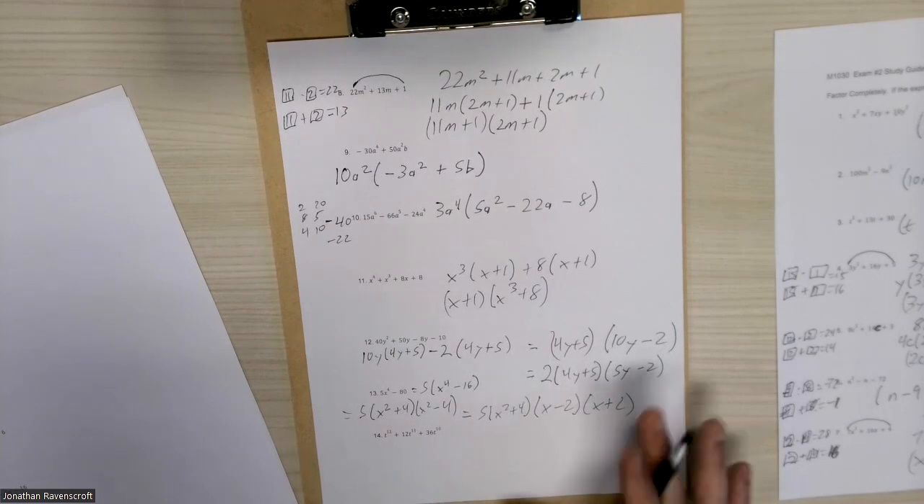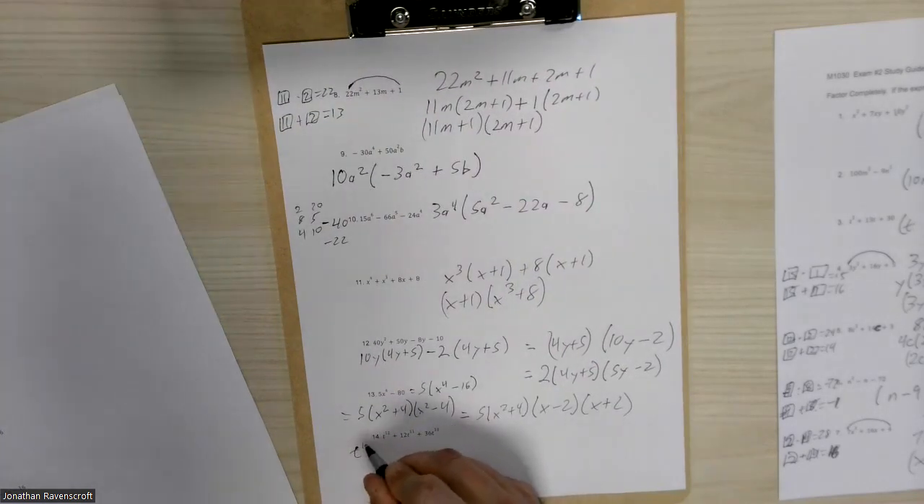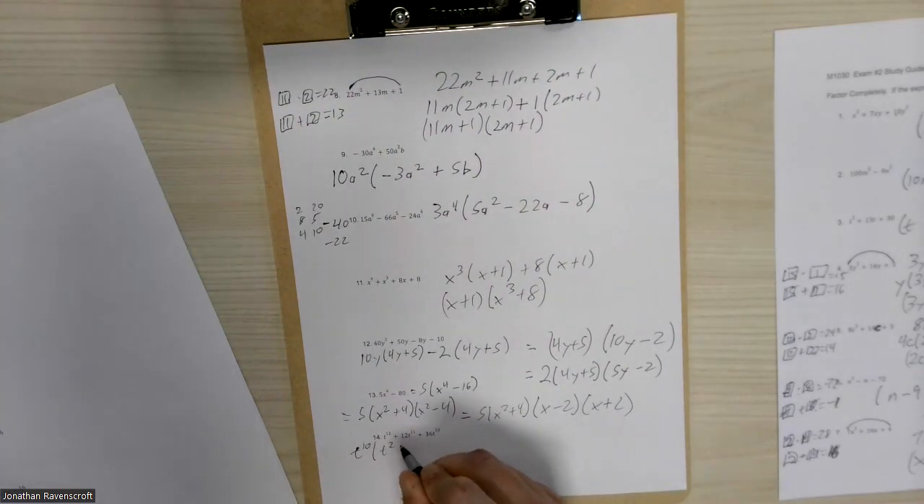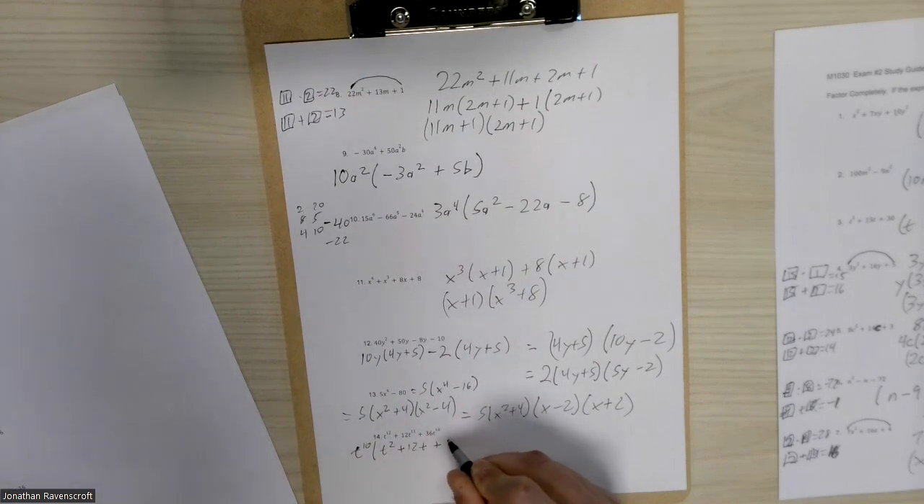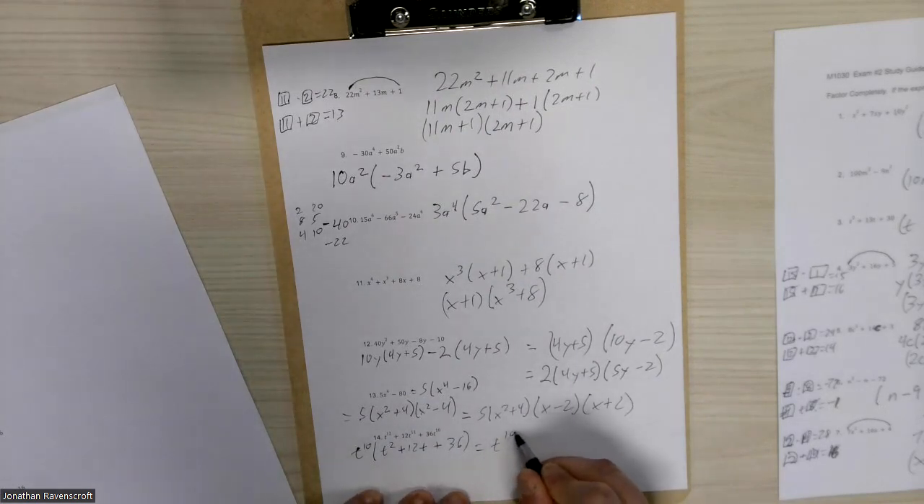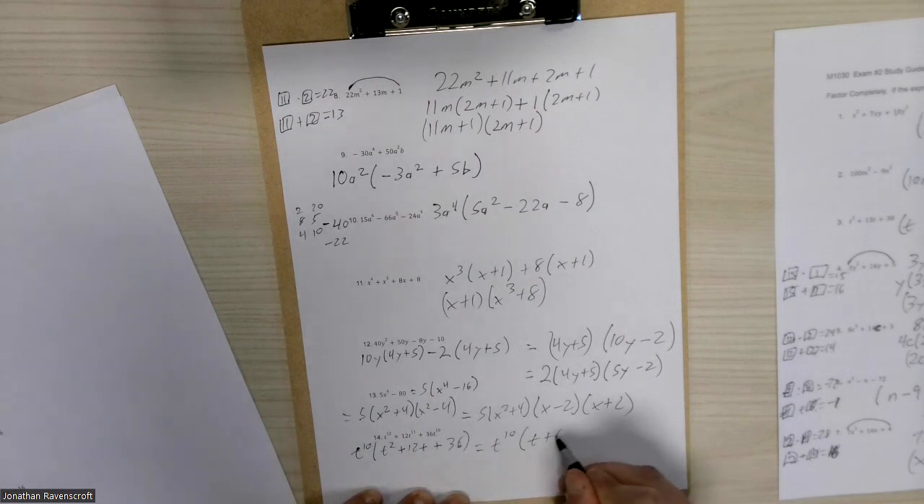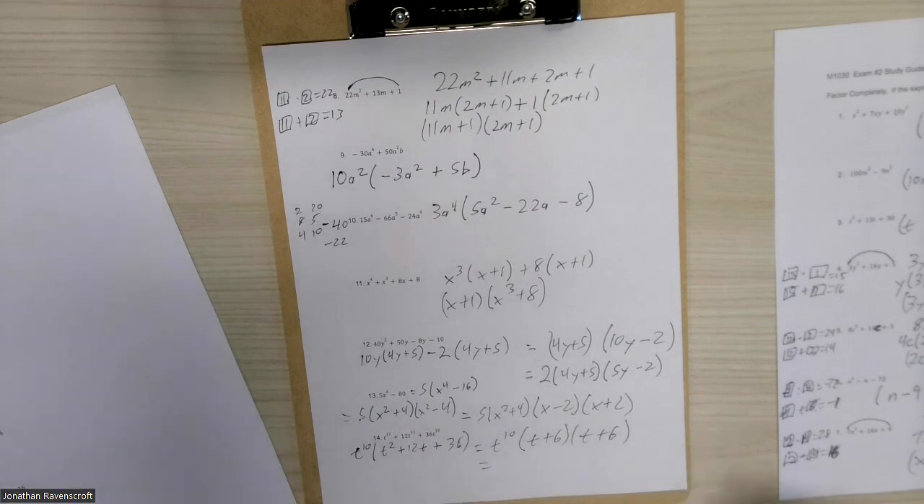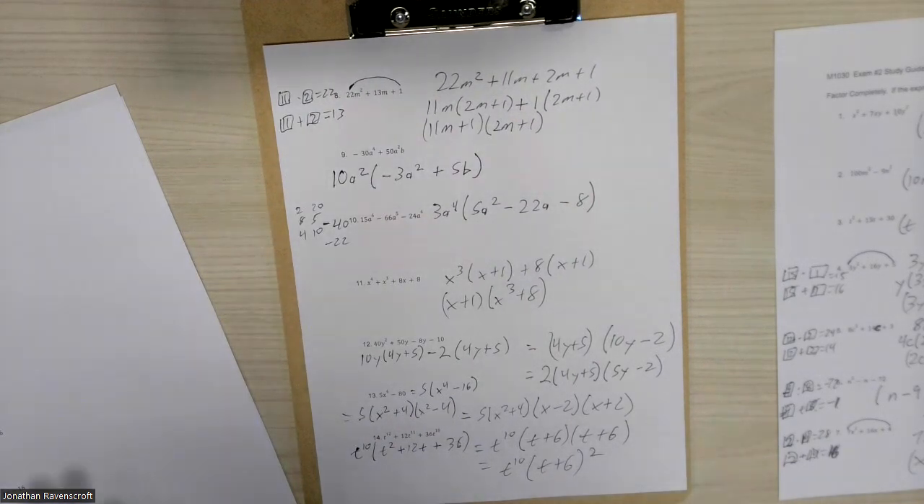For question 14, we have to take out a greatest common factor of t to the 10, leaving t squared plus 12t plus 36, which factors into t to the 10th times what multiplies to make 36 adds to make 12. That'll be 6 and 6, which is a perfectly valid solution. Another student might call that t plus 6 squared, and that would also be correct.